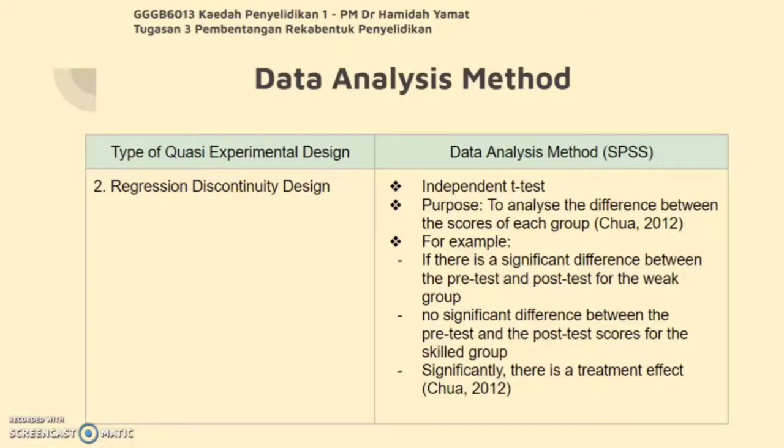As an example, if there is a significant difference between the pre-test and post-test scores for the weak group, and no significant difference between the pre-test and post-test scores for the skilled group, thus the researcher will report that significantly there is a treatment effect.